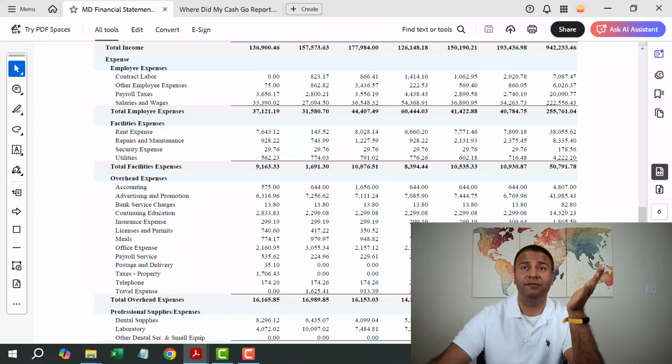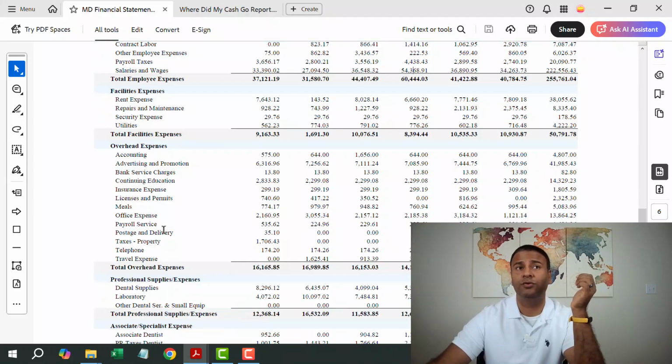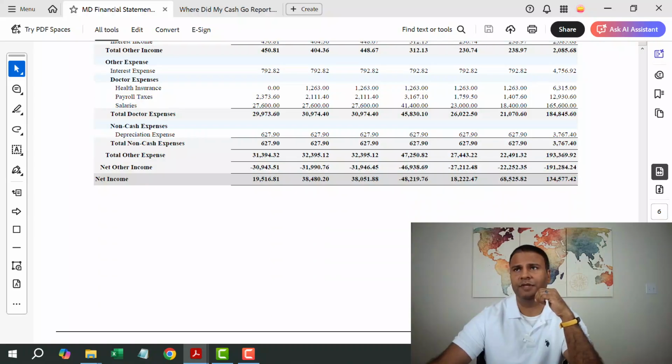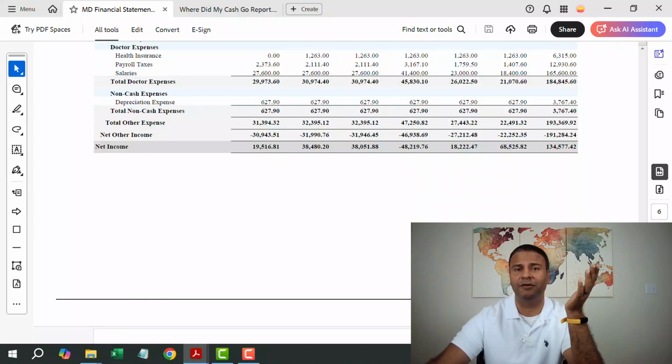Same thing with the other line items. So just go through each line one by one and figure out if the monthly P&L looks reasonable to you.